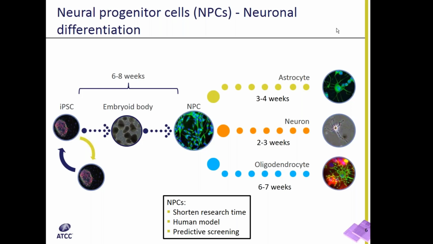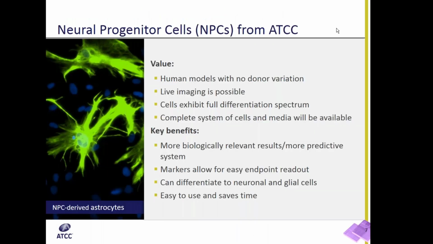So implementing neural progenitor cells in your experiments saves 1 to 2 months worth of work and gets you running your experiments on differentiated neurological cells sooner. Furthermore, these neural cells will faithfully recapitulate the in vivo situation. So what are the advantages of using neural progenitor cells? First of all, since they're derived from human iPSCs, neural progenitor cells are human models and exhibit no donor variation.